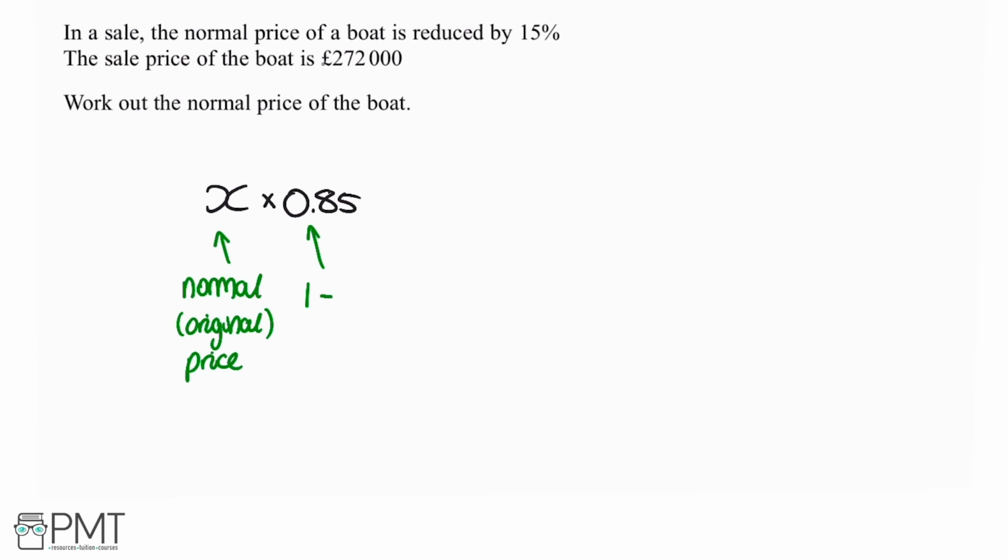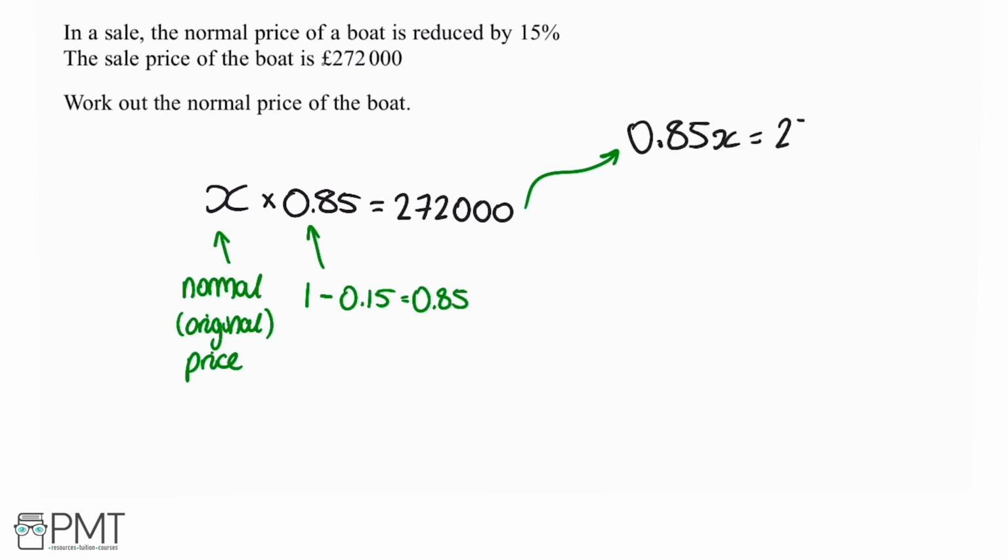So that's going to be 1, so basically no reduction, and we're taking away 15%. So 15% in decimal form is 0.15, and that equals 0.85. So we've got the whole thing, and we're taking away 15%, which is why we multiply by 0.85. And we're told in the question that if we do that, we get a value of 272,000. So now we create an equation. If I write it a bit neater, we're going to have 0.85x is going to equal 272,000.